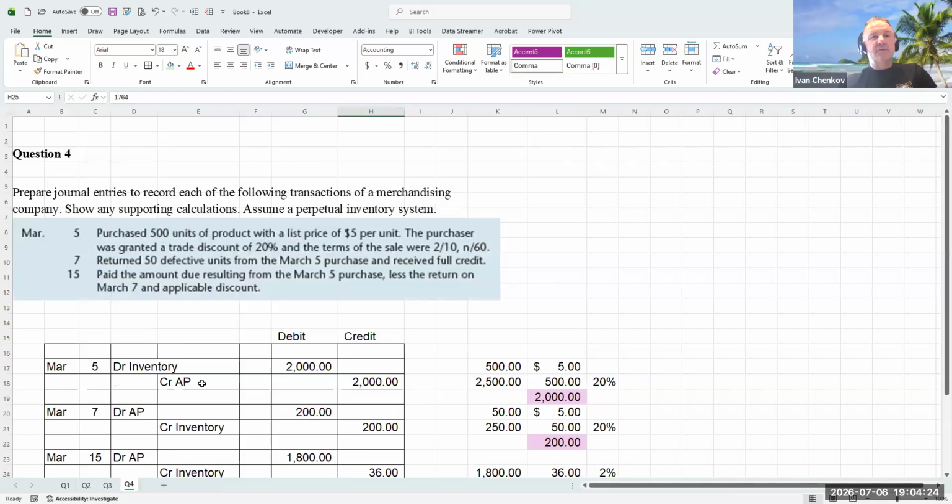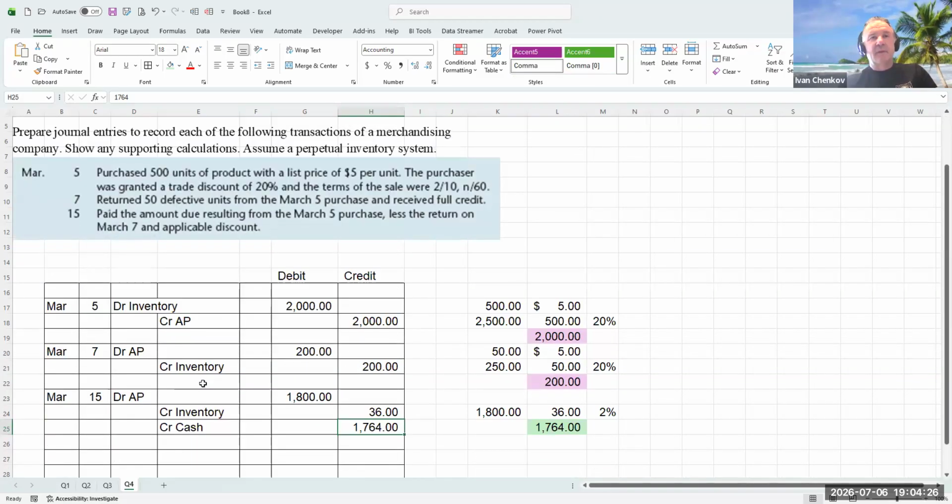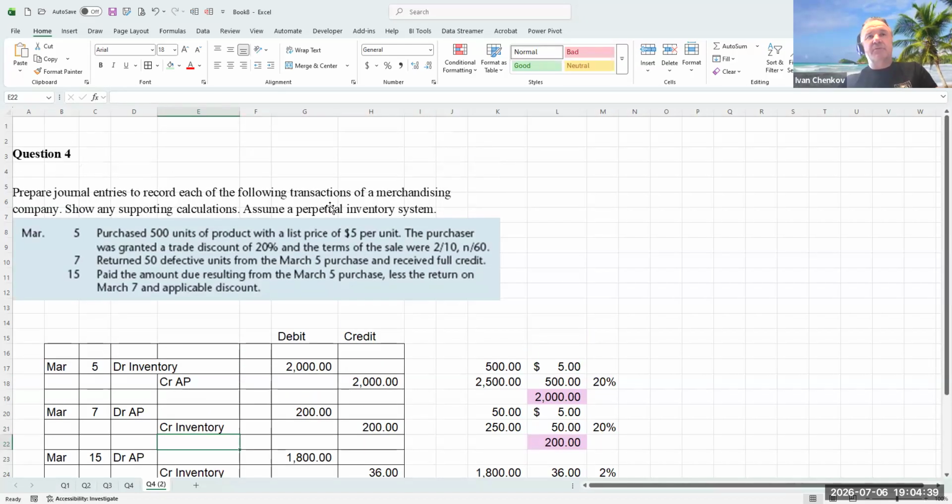So if you want, let's do this question. In this question, we have the return and we have the discount. Let's use this question, the same calculation, and make it a periodic system instead of perpetual. That will be question 5.